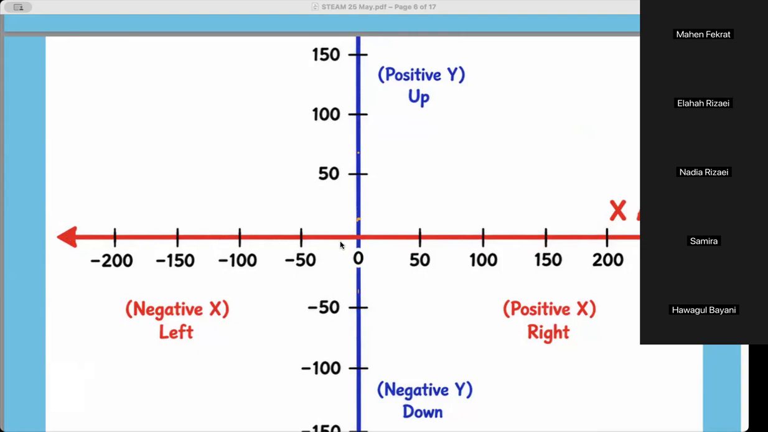So this straight line, we call it the x-axis. Going left to right, that is the x-axis. And the line that is going from down to up, that is the y-axis. So I'm going to say again, the coordinates consist of the x-axis and the y-axis to work out the position of the sprite. Don't worry, it will come slowly.